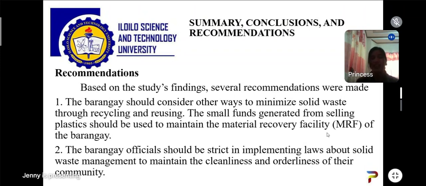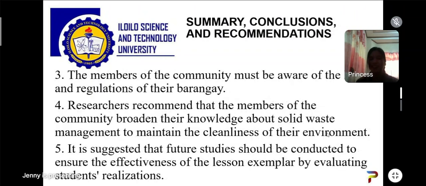So second, the barangay officials should be strict in implementing laws about solid waste management to maintain the cleanliness and orderliness of their community. Third, members of the community must be aware of the laws and regulations of their barangay. So fourth, the researchers recommend that the members of the community broaden their knowledge about solid waste management to maintain the cleanliness of their environment.